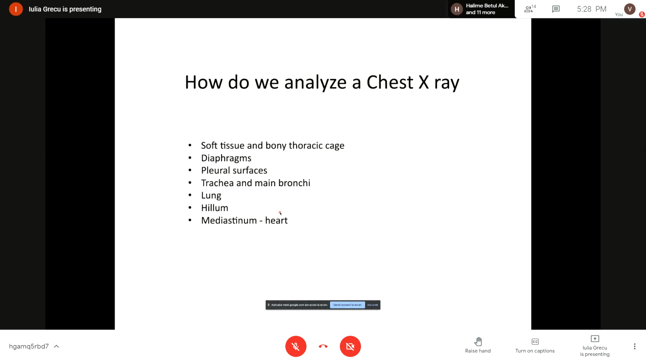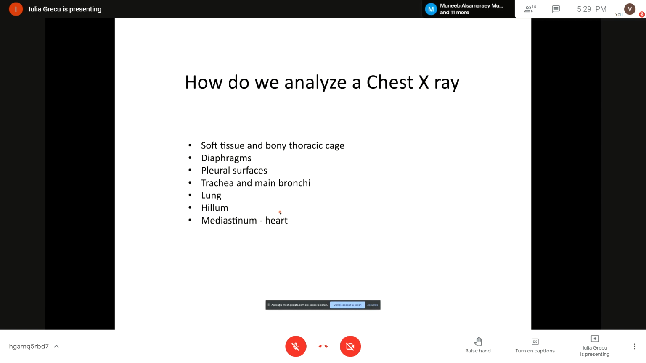I think it was pretty clear so far. Okay, so we move on. After we would determine if the chest X-ray is nicely done and well inspired and centered.